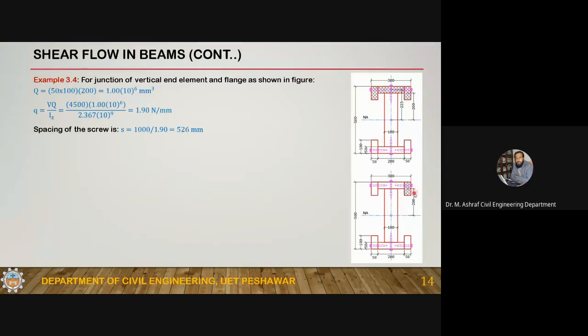These screws must be applied at a distance of 526. So these screws should be at a distance of 124 millimeter, and these should be at a distance of 526. So this is how to design the screws using the concept of the shear flow, the connection between various elements of a cross section. Okay, just give me 2-3 minutes, I'll have to continue this after 2-3 minutes.